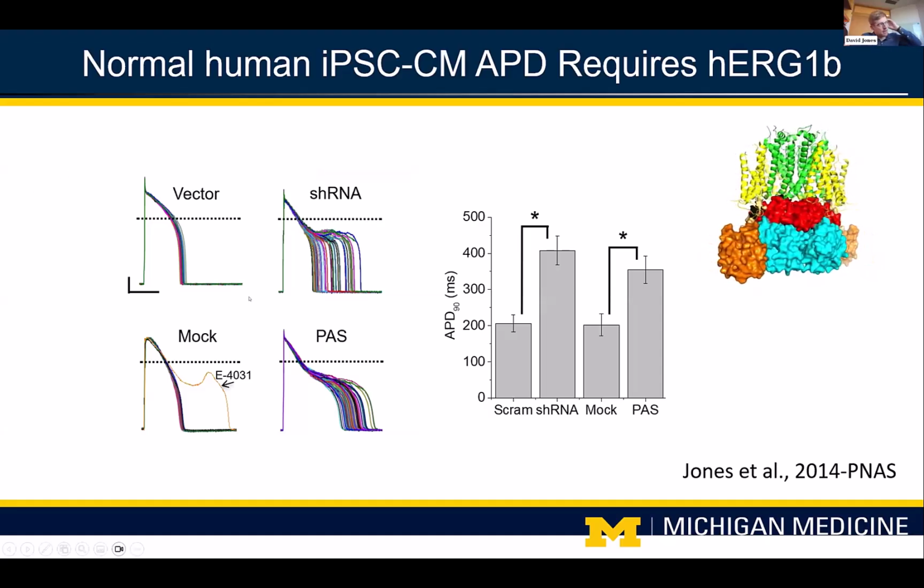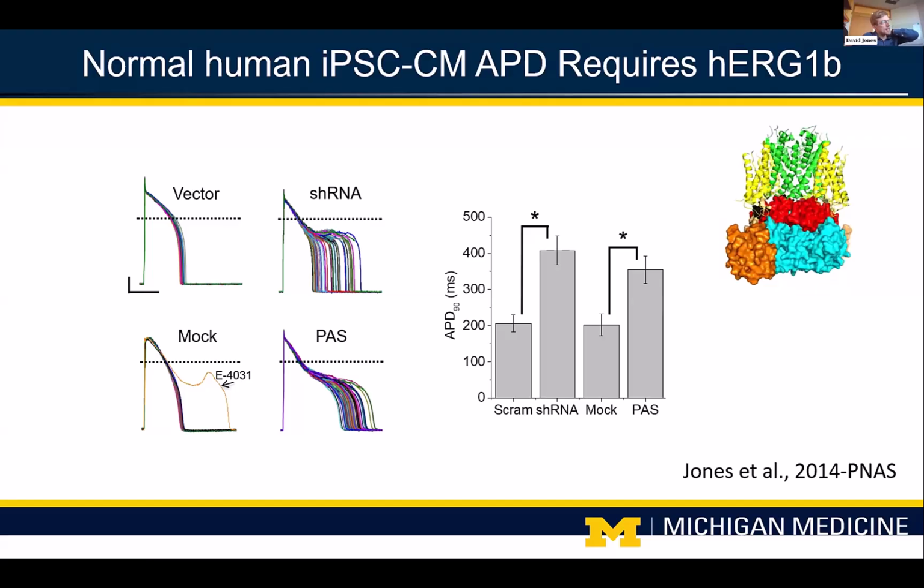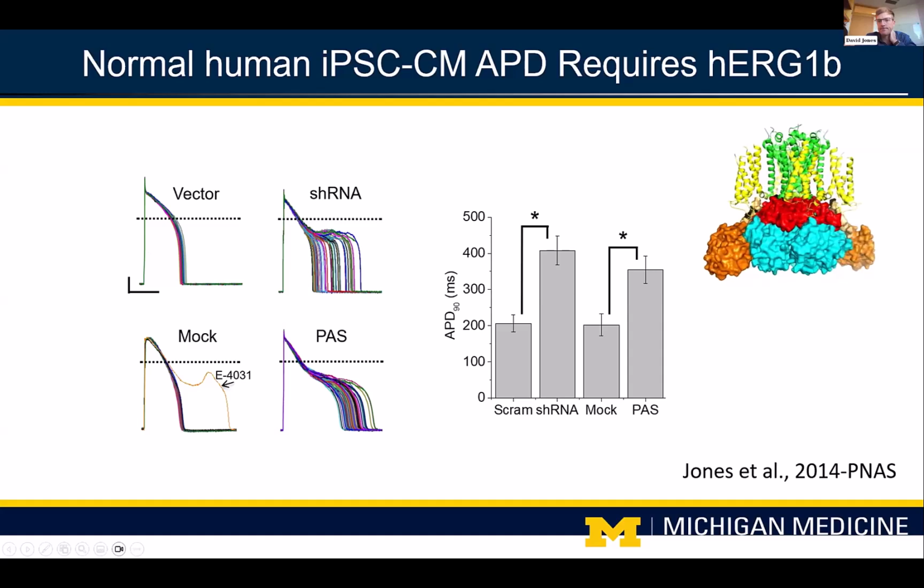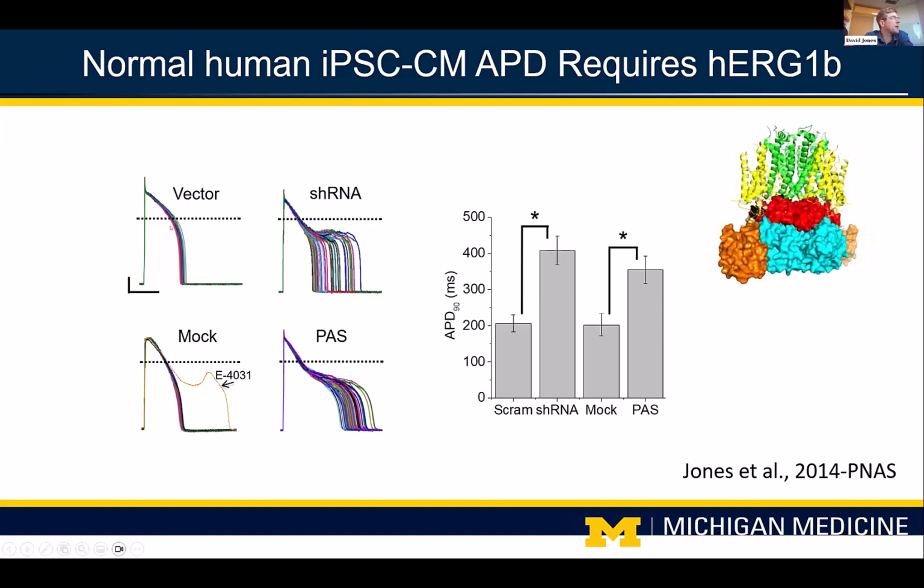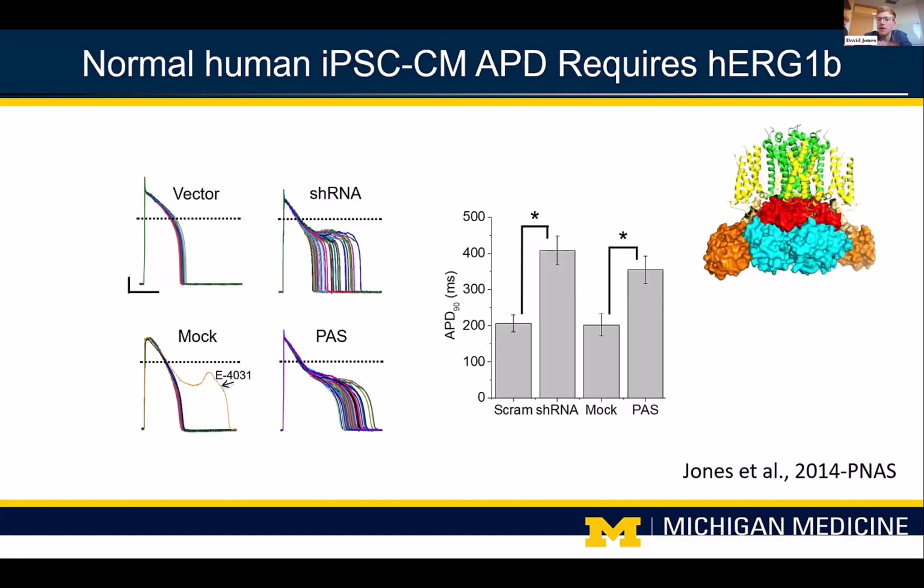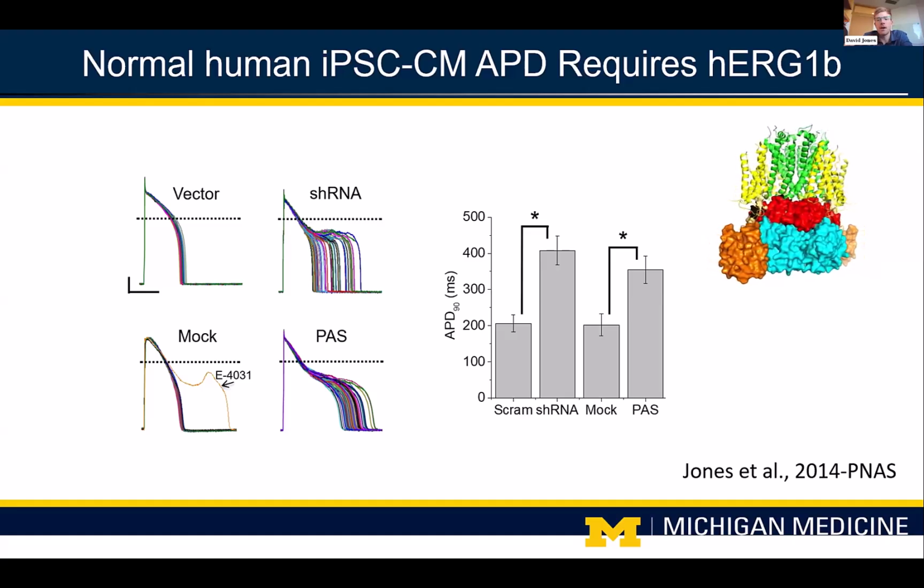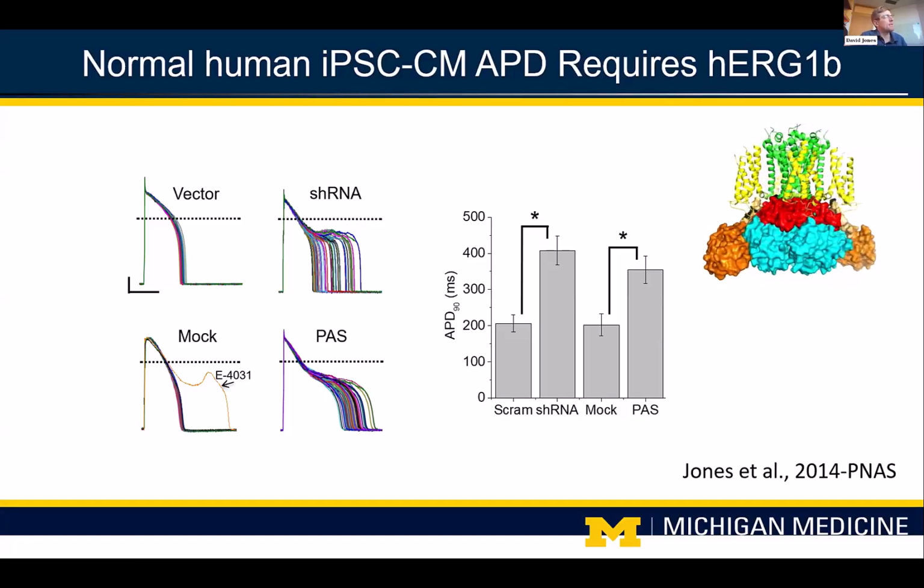In this experiment, this was done in stem cell-derived cardiomyocytes, and we're recording action potentials in rapid succession, paced at 1 Hertz. Here's a vector control, so you can see the action potentials repolarize fairly uniformly. But then if we use an shRNA to disrupt selectively hERG1B, we get a reduction in the magnitude of IKR, and we get an increase in action potential duration, and we get this increase in beat-to-beat variability. Both of those are markers of proarrhythmia.